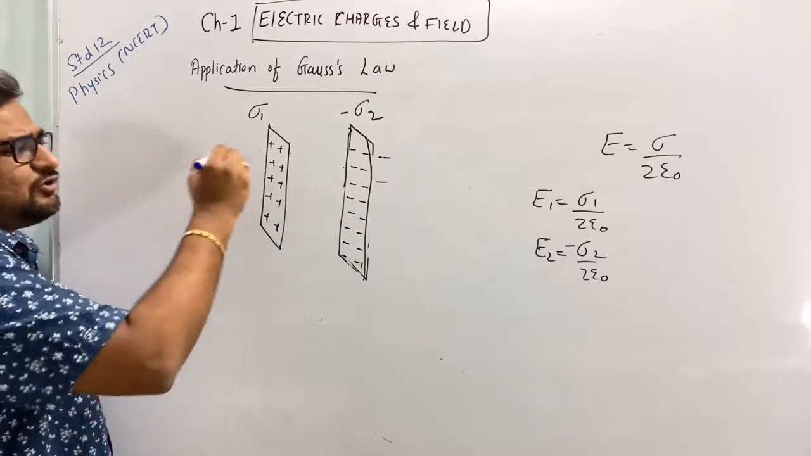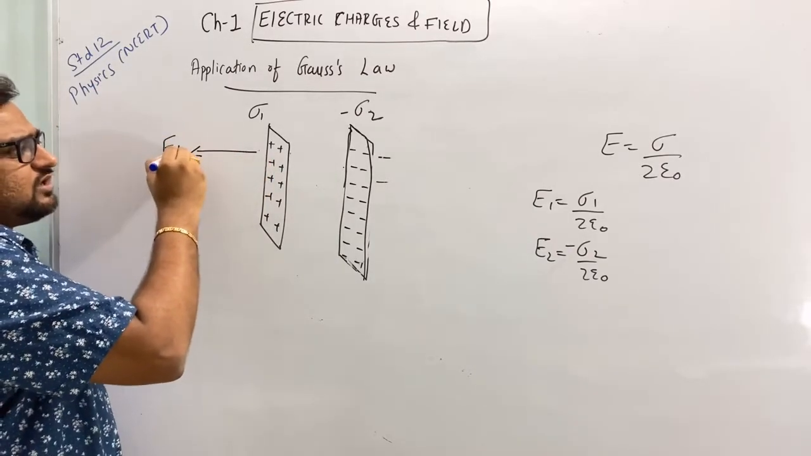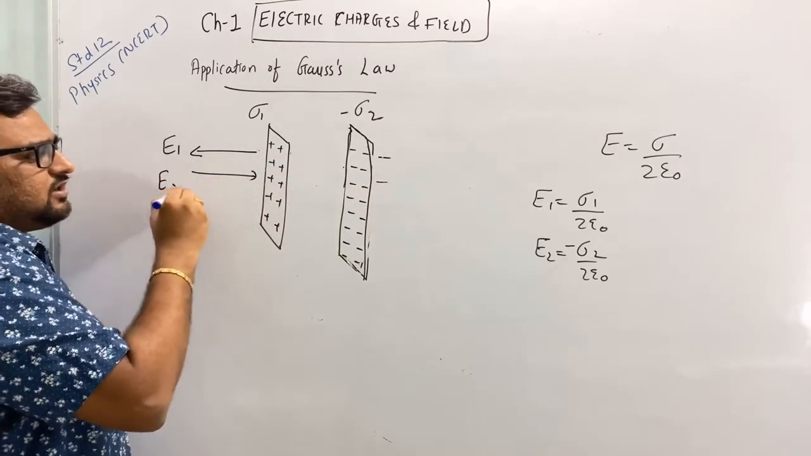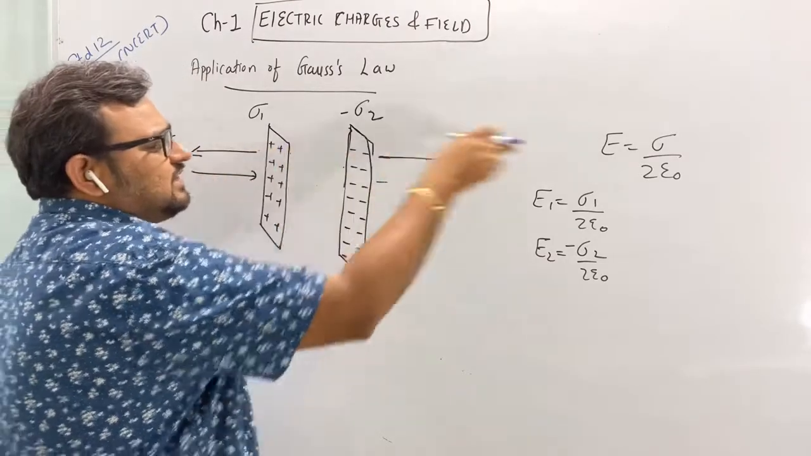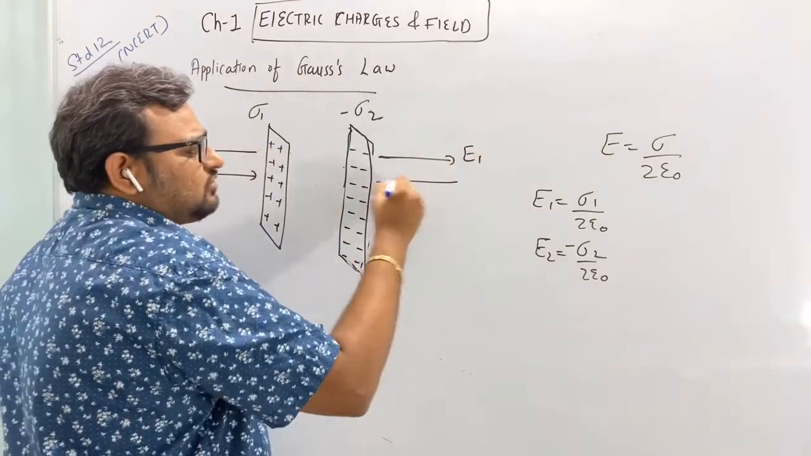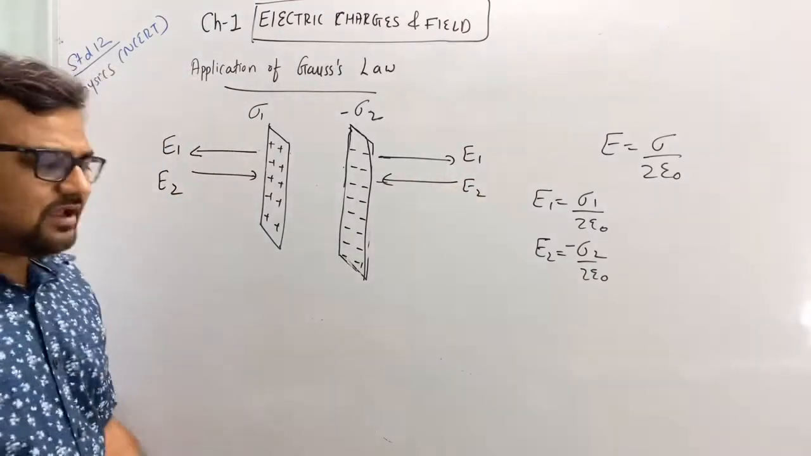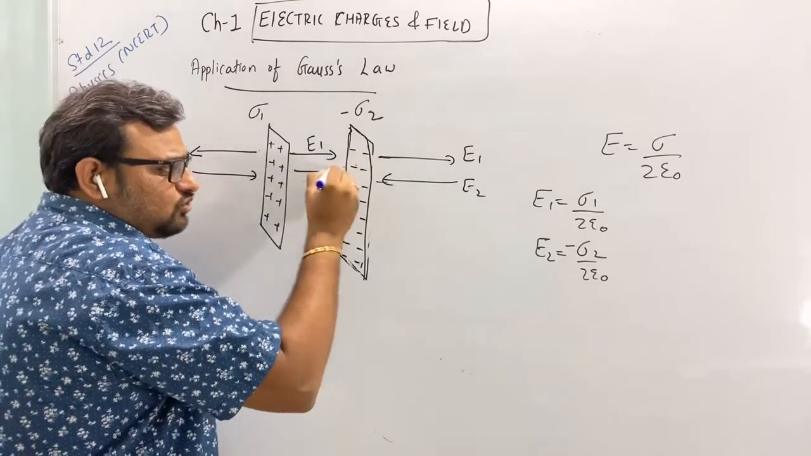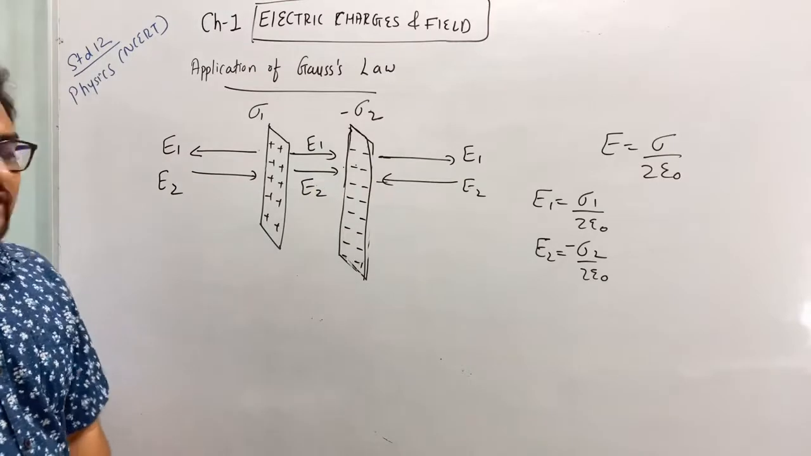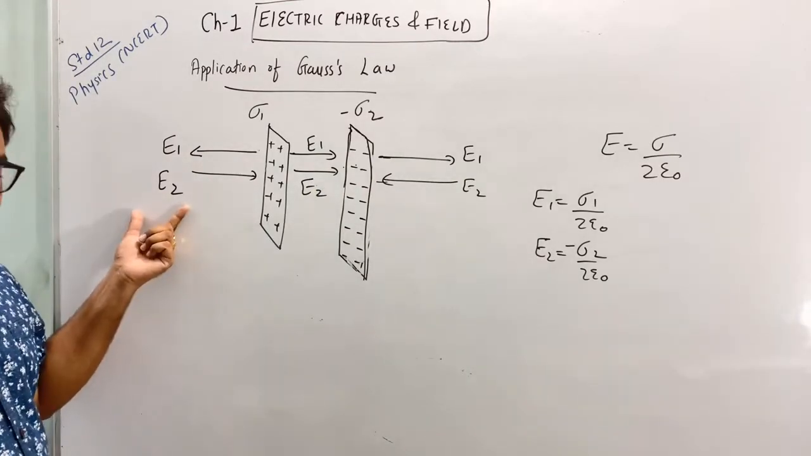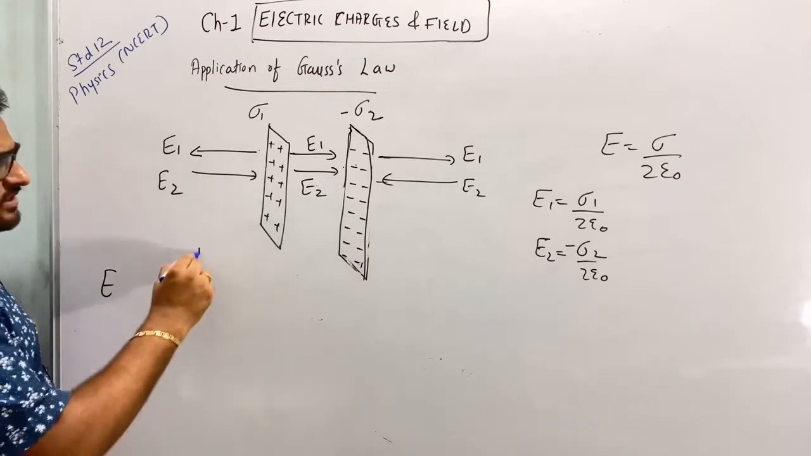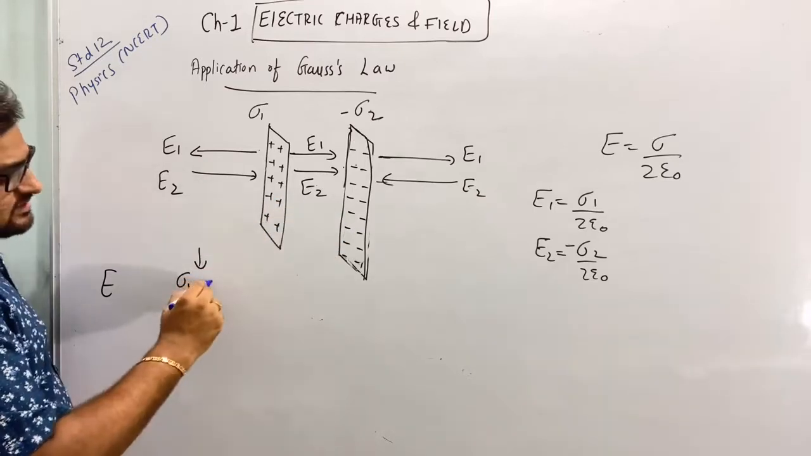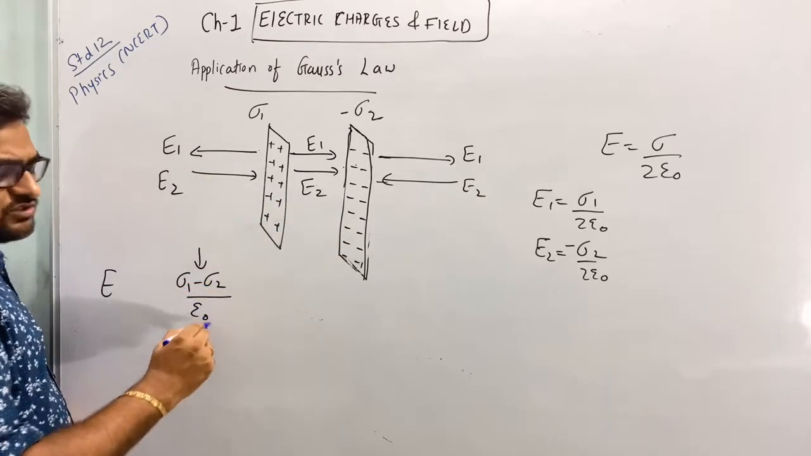Now, the electric field line due to plate 1 is away from positive, E1. And due to plate 2 it is towards the negative charge, E2. In this region, E1 due to this plate is away, and due to this plate is towards. Clear? And in the center, due to positive it is away, and due to negative it is towards. So here it is E1 minus E2. So the electric field in this case will be sigma 1 minus sigma 2 upon epsilon 0.